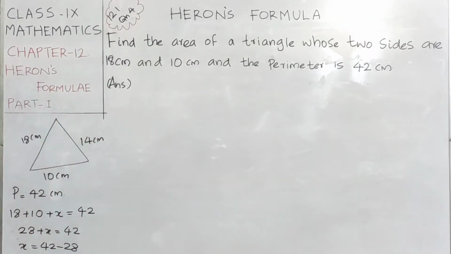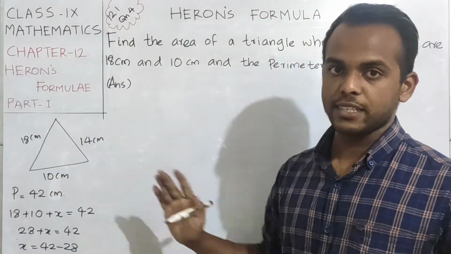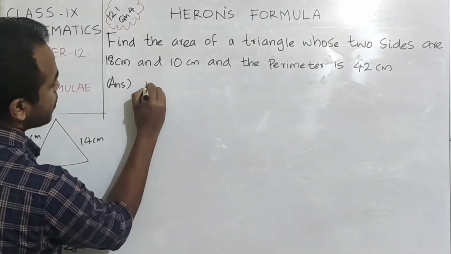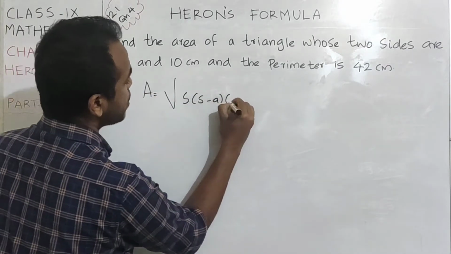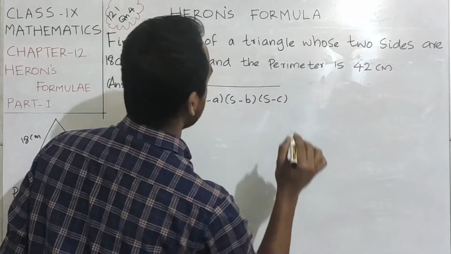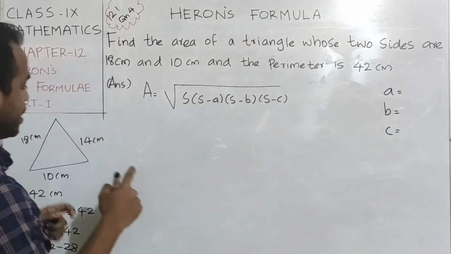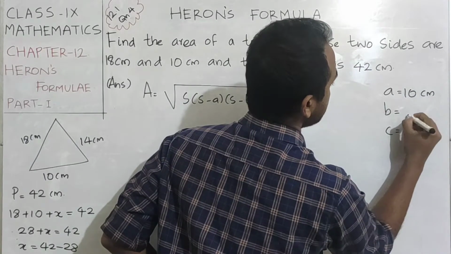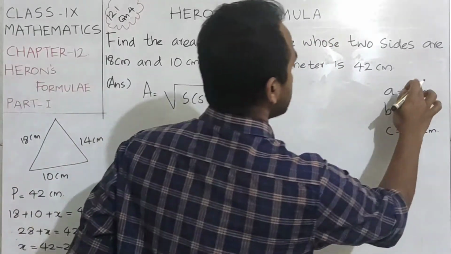Now I am going to change this x. So we got the three sides of the triangle: 18 cm, 14 cm and 10 cm. Now let's try to apply Heron's formula. For writing Heron's formula, I am already writing it over here. Area is equal to root of s into s minus a into s minus b into s minus c. Now we need to know what s, a, b and c are. Let's write here: a is the first side, b is the second side and c is the third side. So let's name these 10, 14 and 18, that is 10 centimeter, 14 centimeter and 18 centimeter. So these are the three sides given to us.